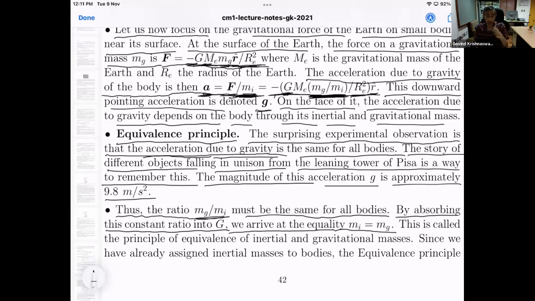That constant we will absorb into G, capital G, and henceforth we will then conclude that inertial and gravitational masses of all bodies are the same. For any given body, they are the same. Now, this very surprising and interesting result is called the principle of equivalence of inertial and gravitational masses.